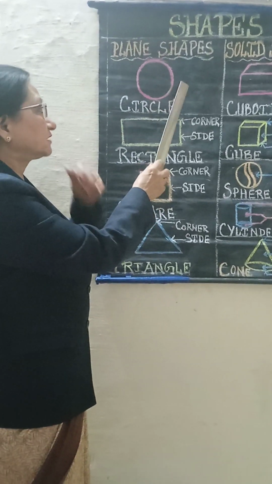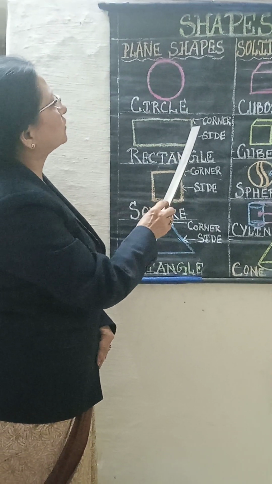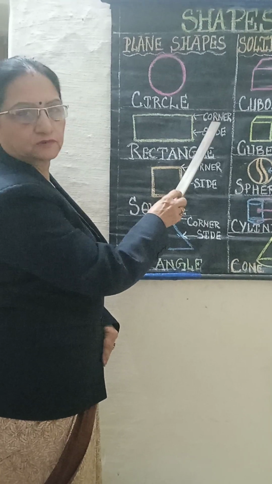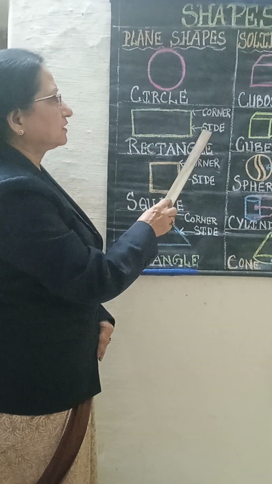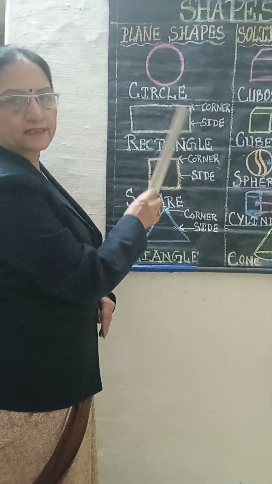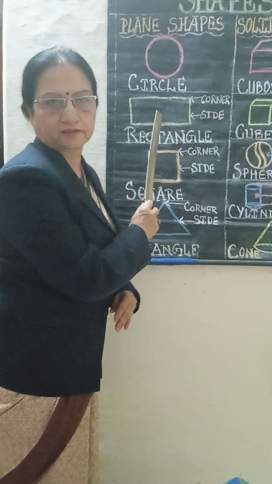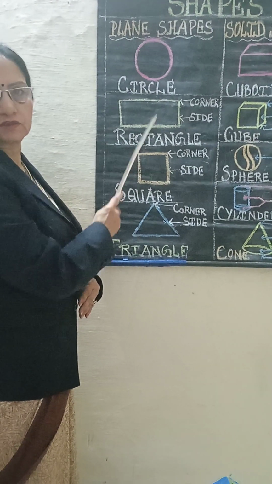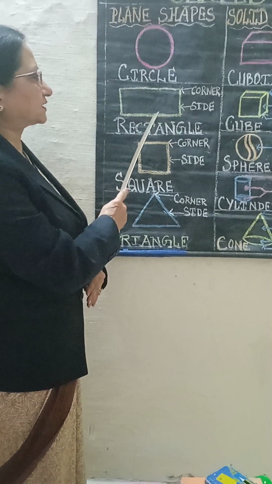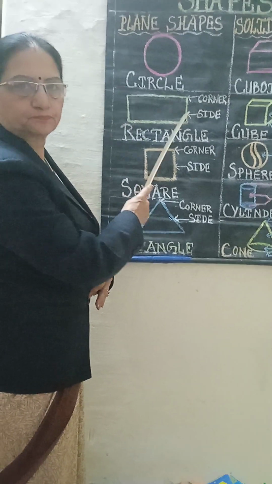This is rectangle. In the rectangle this is called side, and where these two lines meet is called the corner. So 4 sides are there, and 4 corners are there in the rectangle. In the rectangle, the opposite sides are equal. This side is equal to this, and this side is equal to this.